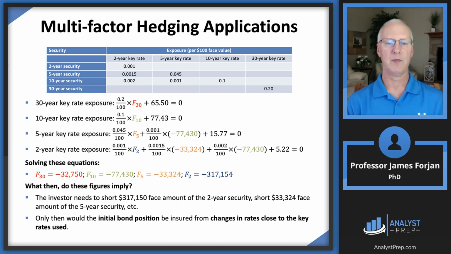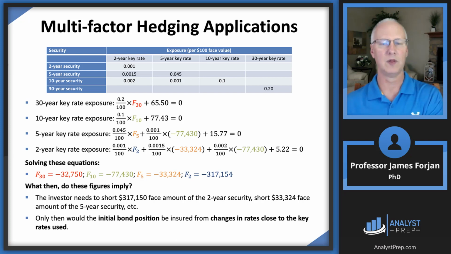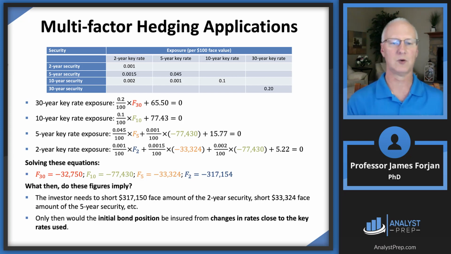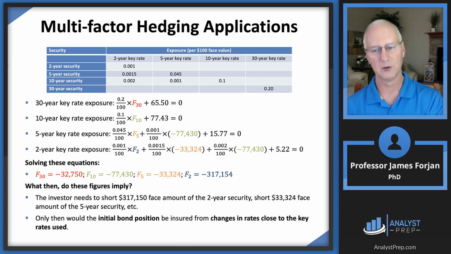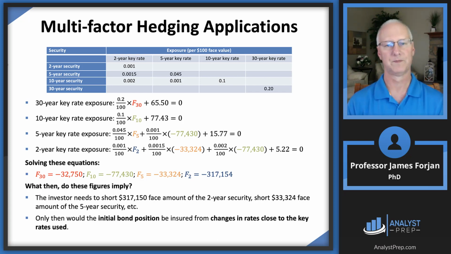What that means is that, with that minus sign in front, we need to short all those securities. That makes sense. We own the 30-year bond, so we're going to short all those securities. And notice my final bullet point down there: only then would the initial bond position be insured from changes in rates close to those key rates used.